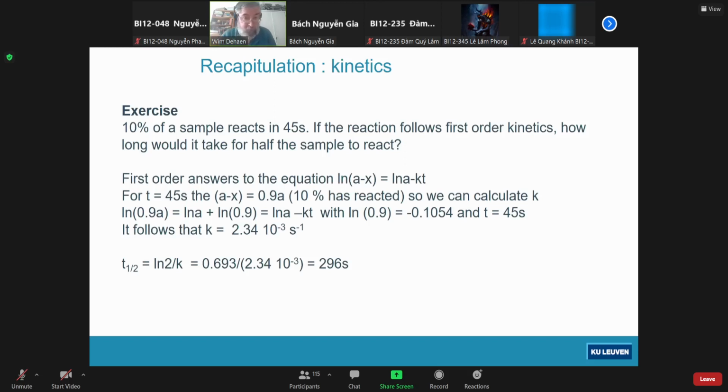And we need k, of course, to be able to calculate the half-life time, because we need to take ln 2 and divide it by the k that we just calculated. ln 2, that's just 0.693, and that means we need 296 seconds, and that kind of looks, I would say, like it could be correct. So 10% is 45 seconds, about 50%, 296. I think that makes sense.